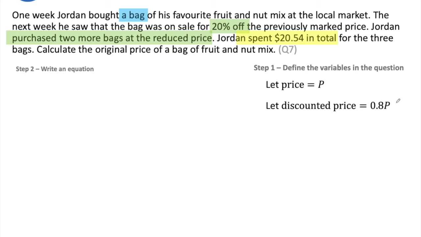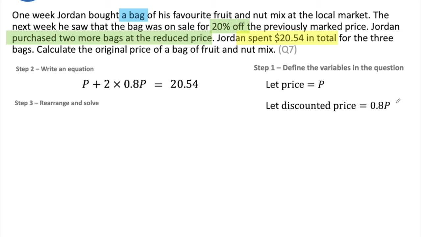So next step is to write an equation. So we know he bought 1 bag at the original price and 2 bags at the discounted price. So that is going to be P plus 2 times 0.8p. And in total, he paid $20.54. So P plus 2 times 0.8p equals 20.54. So that's the equation that we have developed based on the information in the question.